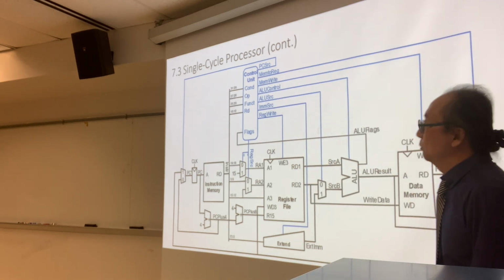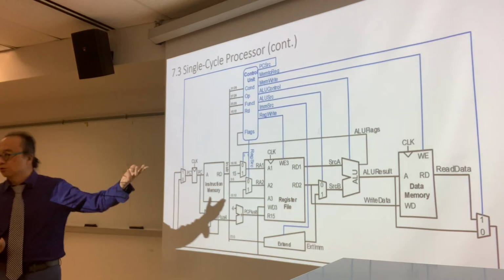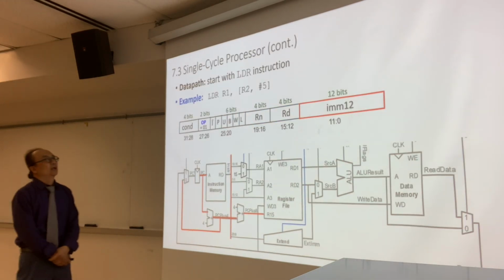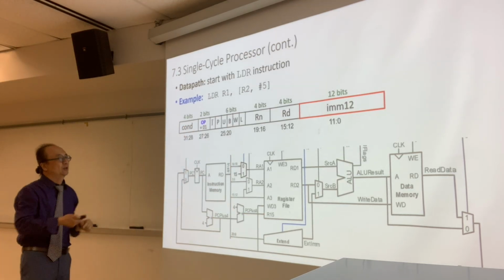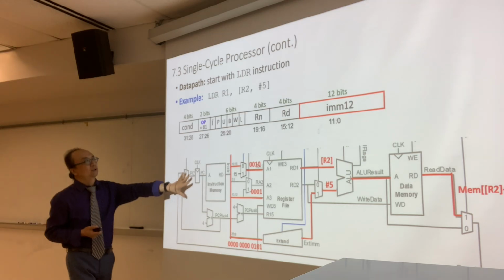So we are talking about single cycle processors, and last time we went through all of this, but I'm going to just go through real quick one more time. We'll look at the LDR first, LDR R1, R2, and number 5. So all the data path in the single cycle looks like this.